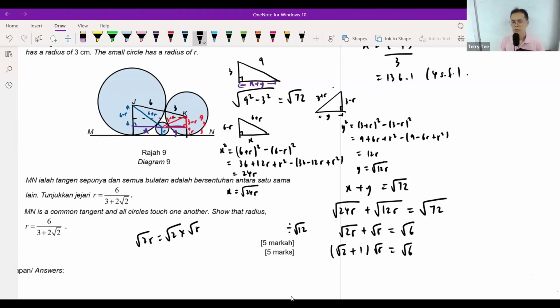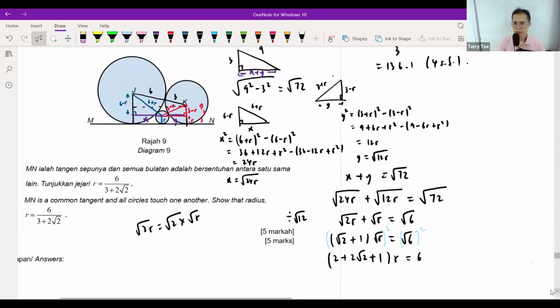Okay. Now, from here, what I need to do is to square both sides. When I square the left, maybe I put a different color here. I square the left, square the right. So when I square this, root 2 square is 2. 2 times root 2 times 1, still 2 root 2. 1 square is 1. The result, this will be r, right? Square root r square is just r. Square root 6, if I square it, is just 6. Add them up, 3 plus 2 root 2. Bracket r is now 6.